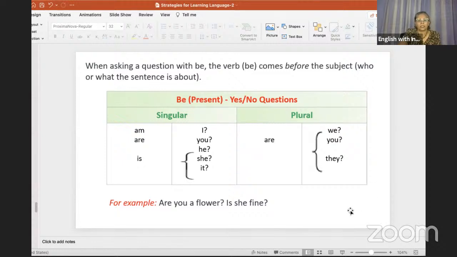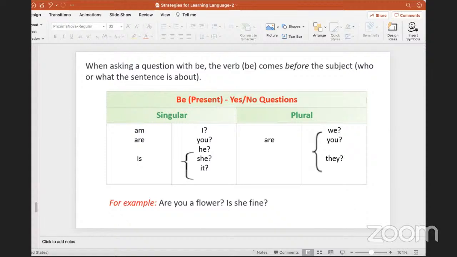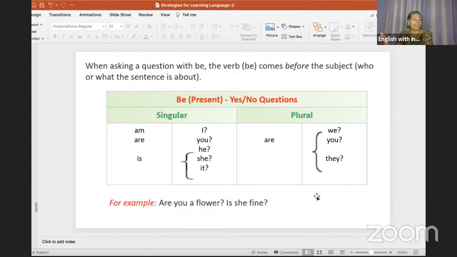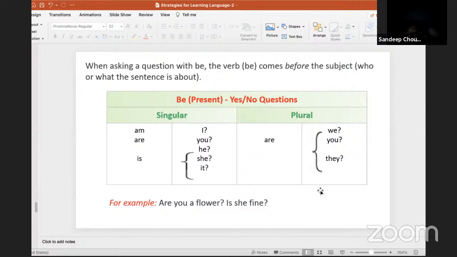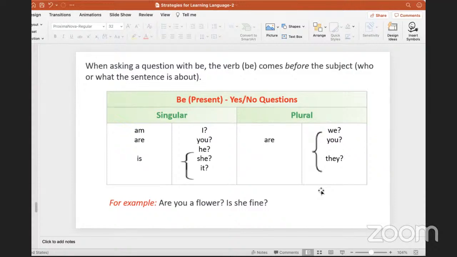Let's practice. Ma'am, they are my relatives. Are they my relatives? Yes. If you are saying they are my relatives, you are not asking a question. You are telling us. So yes, ma'am. When you are telling us, that's a statement.